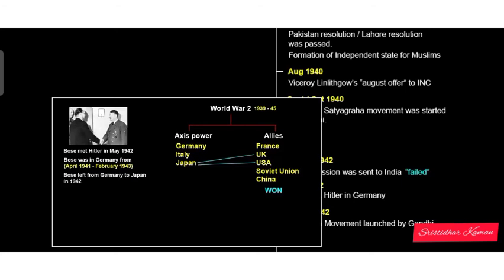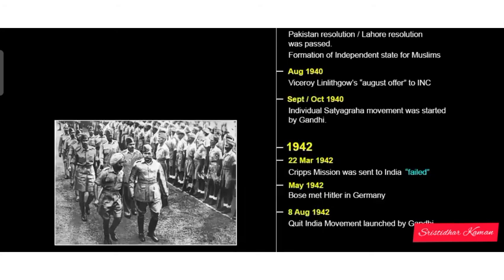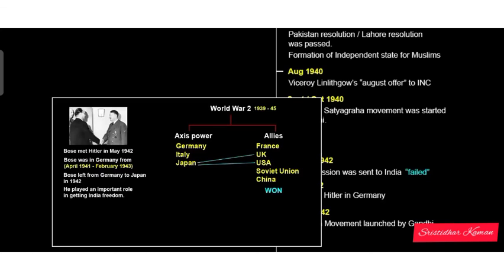Bose left from Germany to Japan towards the end of 1942. By then, Imperial Japan had conquered Burma. Tens of thousands of Indian Jawans were held as prisoners of war by the Japanese army. Bose wanted to make an army with the help of these captured Indian Jawans, and that was the reason behind his journey to Japan. You see, Subhash Chandra Bose played an important role in getting India freedom.